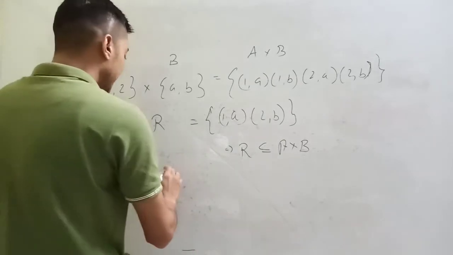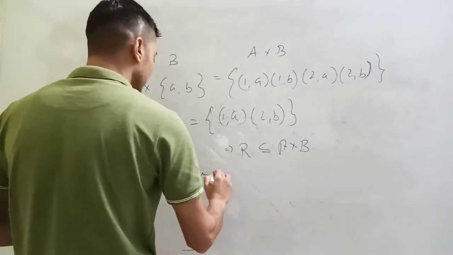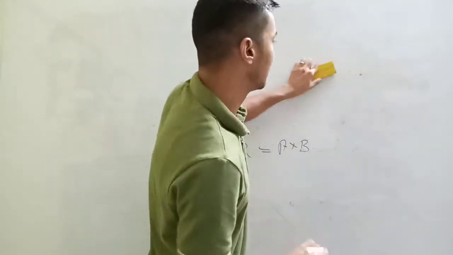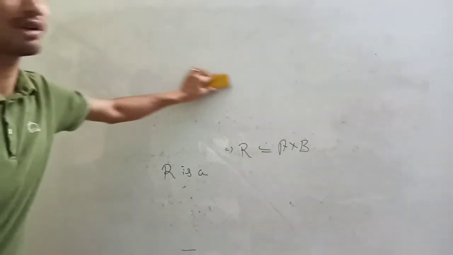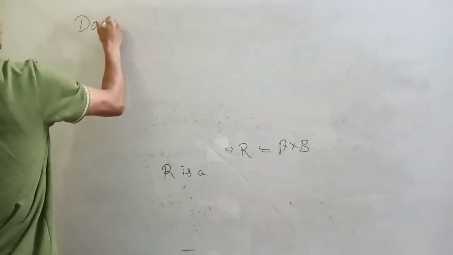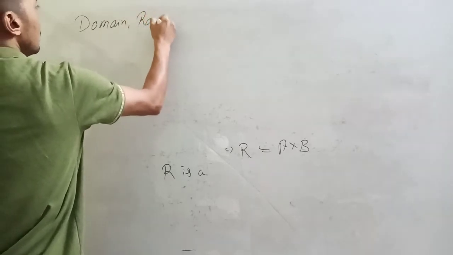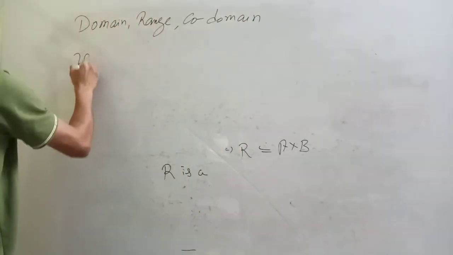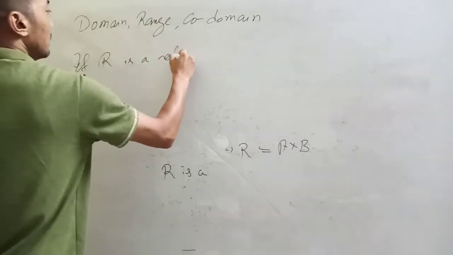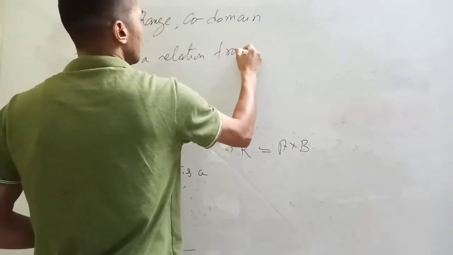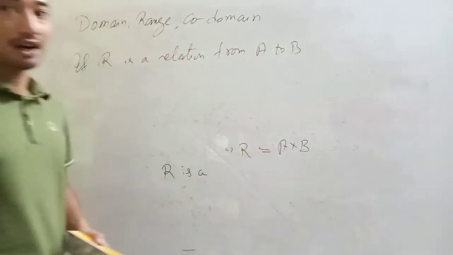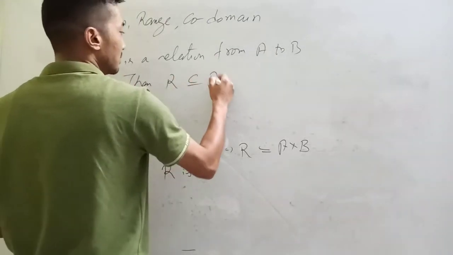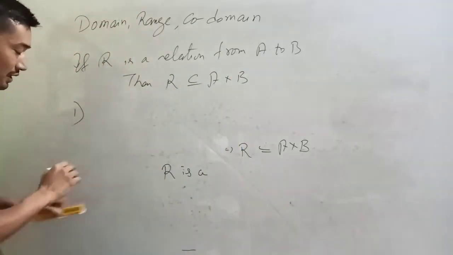Domain, range, and codomain. So if R is a relation from A to B, then we know that R is a subset of A cross B. So first one, domain.